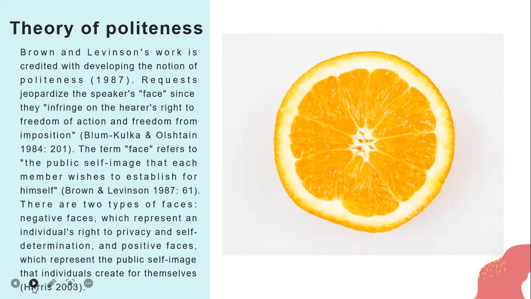There are two types of face. The first is negative face, which represents an individual's right to privacy and self-determination, and positive face, which represents the public self-image that individuals create for themselves. So the danger of imposition on the hearer implies that the speaker must mitigate in order to construct a courteous request. The hearer must likewise mitigate if he or she denies a request.